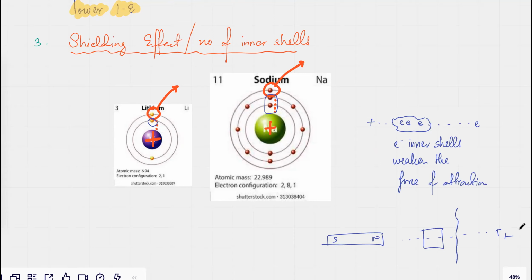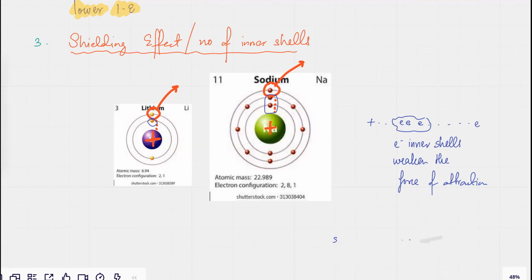Would it be weaker? It would decrease. That's so because these things that are coming in the way are kind of shielding the nucleus and the nails. They're blocking the force of attraction. So the same thing is kind of happening in this case as well.